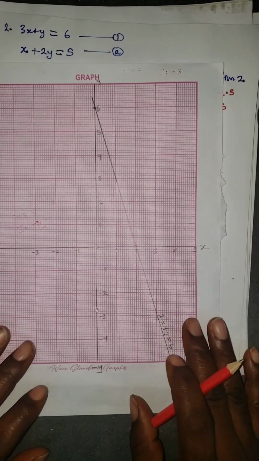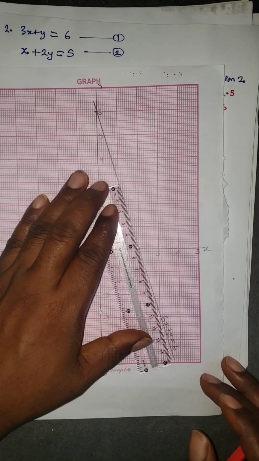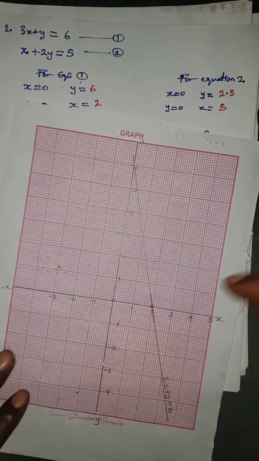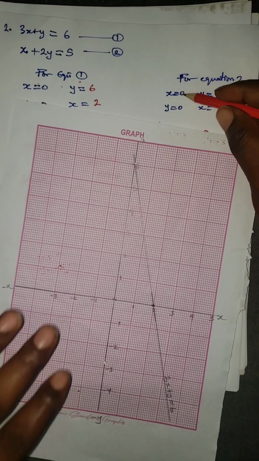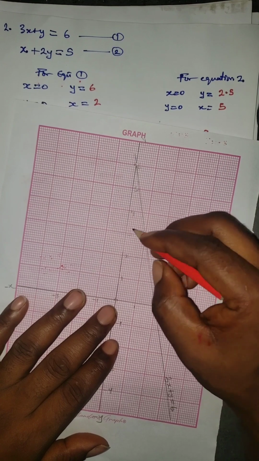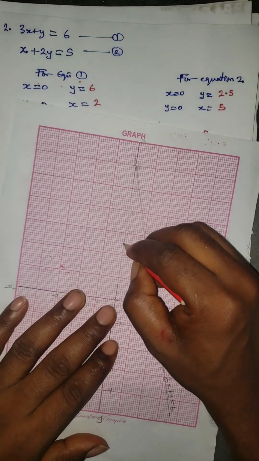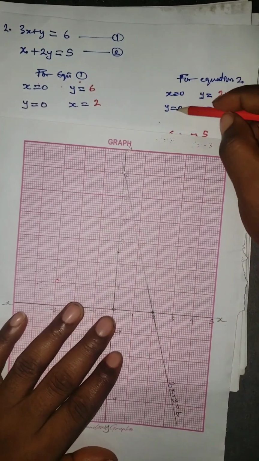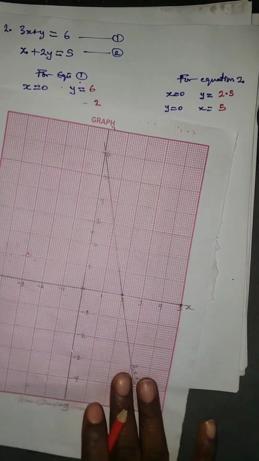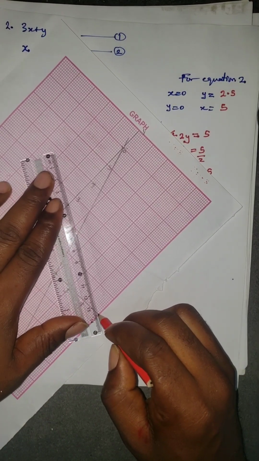Okay, so the next thing we need to do is to plot our equation 2 straight line. Equation 2, when x equals 0, y equals 2.5. The way we have explained about this number, let's count 2.1, 2.2, 2.3, 2.4, 2.5. And when y equals 0, x equals 5. So that's here. So we join the two, this and this.